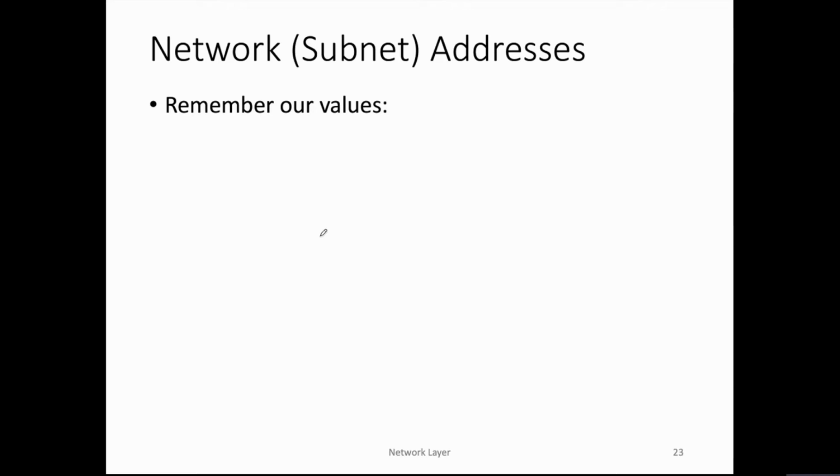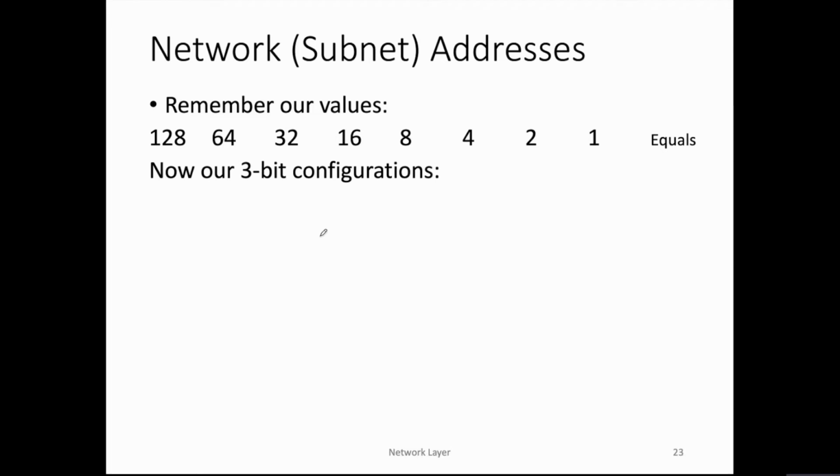Let me see how we can assign a subnet address. Let me remind you of the values in the last octet. This is the last octet. We have 8 bits, and these are the values of the 8 bits. Let me have the first combination here. What is the first? I will not have all zeros, so I'll not be using all zeros here.